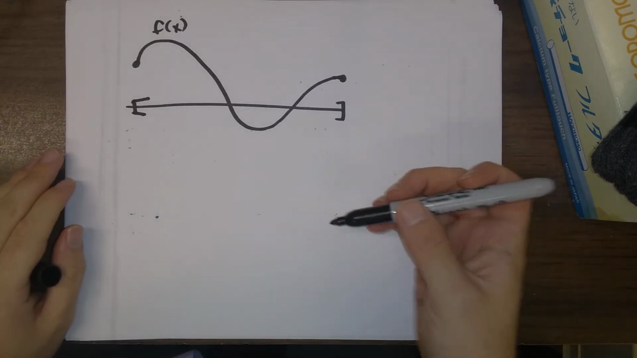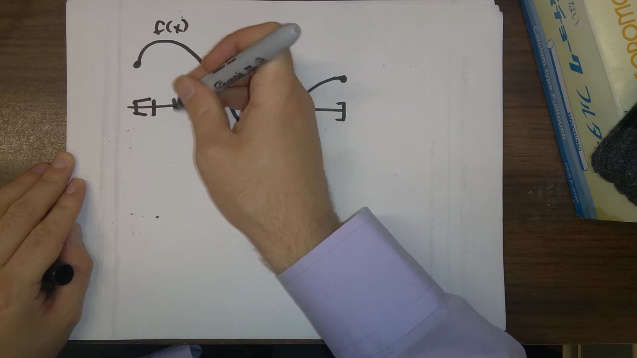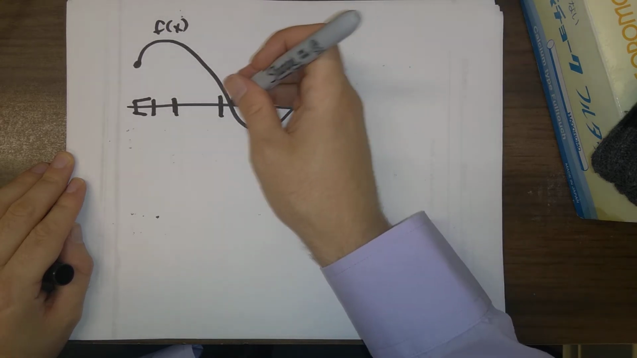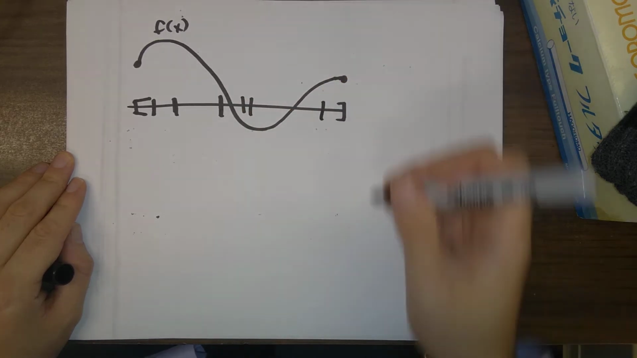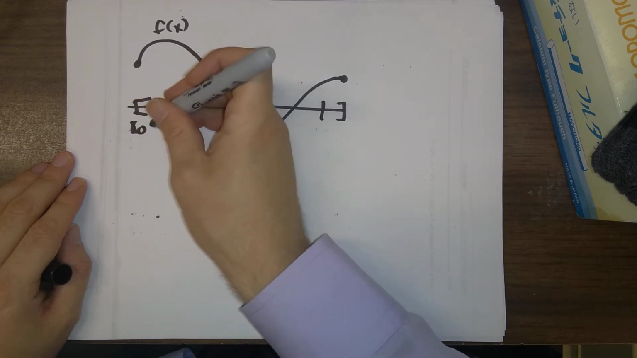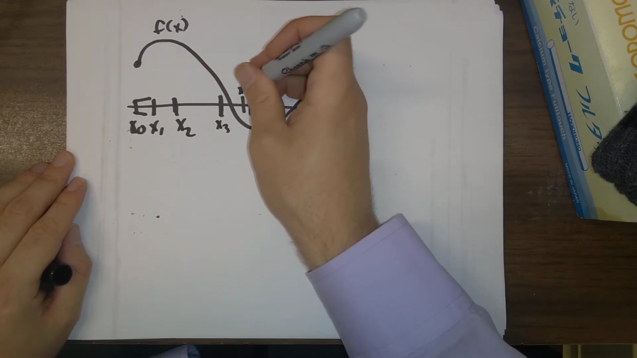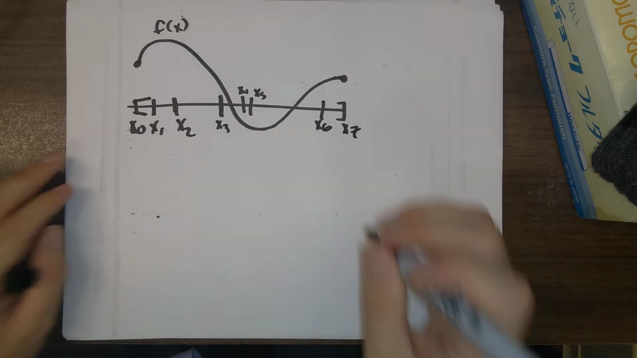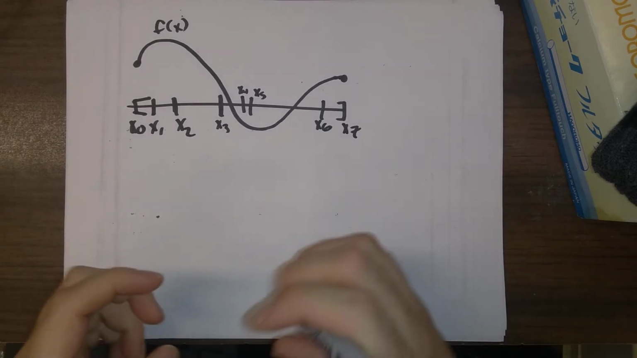So I'm going to chop it up into some number of subintervals. There's a chop line, there's a chop line, there's a chop line, there's a chop line, there's a chop line, there's a chop line. So x0, x1, x2, x3, x4, x5, x6, and x7. So I chopped it up into 7 different subintervals.